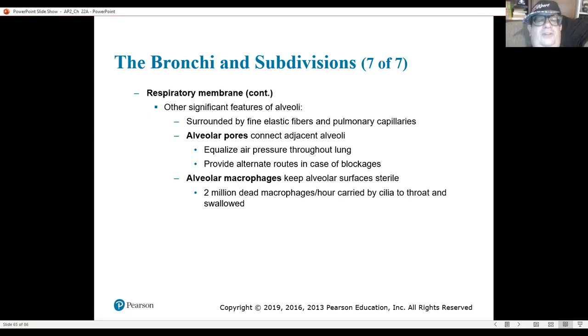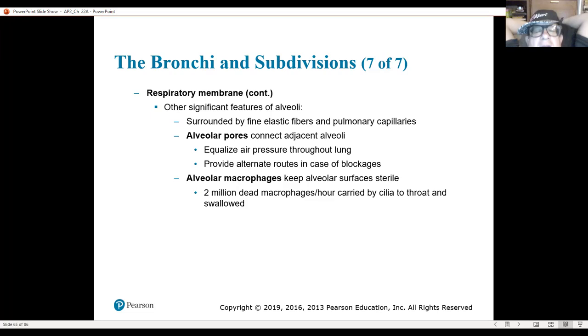Other significant features: there are a lot of elastic fibers and pulmonary capillaries. Pulmonary capillaries because of gas exchange. Elastic fibers because, as I told you, the lung is like a balloon that you can inflate and then it will return to its normal size without you putting any extra energy in. Alveolar pores are passageways between alveoli. They equalize pressure through the lungs. They provide alternate routes for air to move in case there's a blockage.